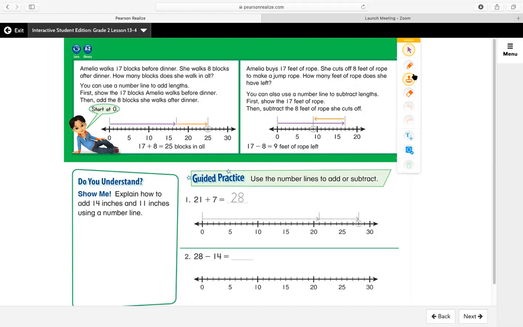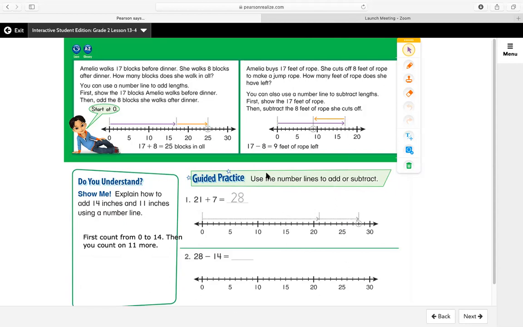Okay. So down here in our Do You Understand box, it says explain how to add 14 inches and 11 inches using a number line. I'd like you to pause your video and tell me how you would do that. So this is the answer. Something similar to this is what you should have as an answer. First, you go from 0 to 14, and then you count on 11 more.